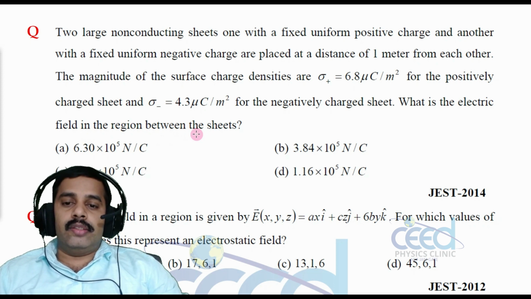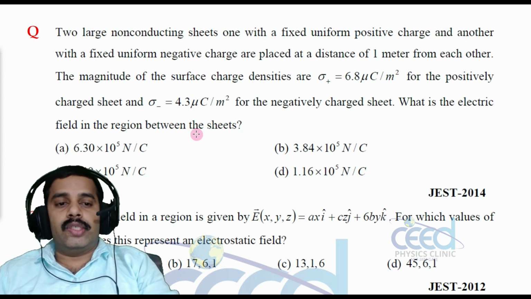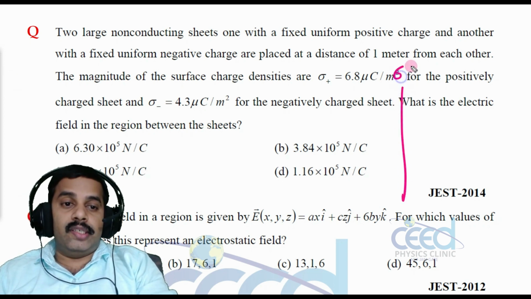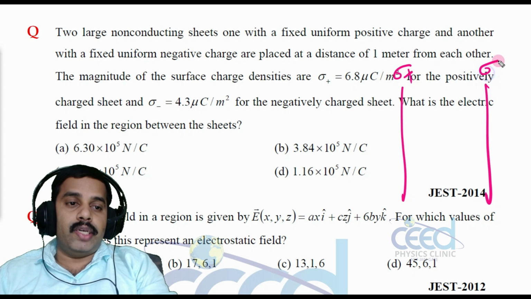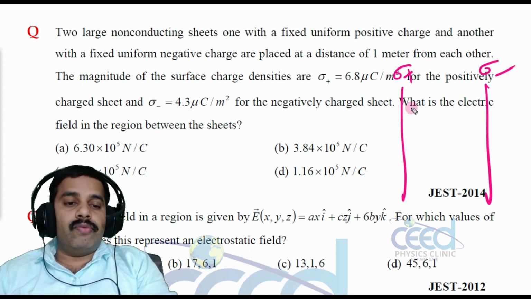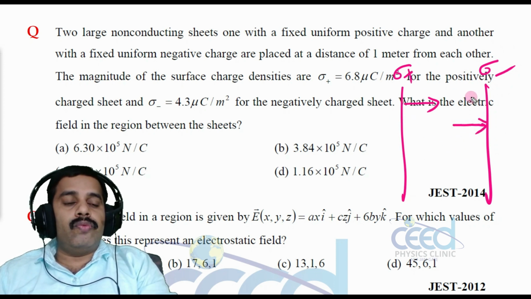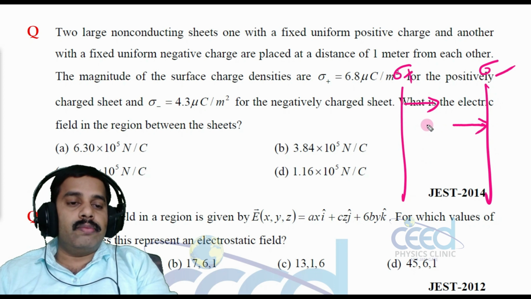Right, so this is a direct question. Suppose you have a sheet here with sigma plus and here with sigma minus. Now in between the sheets, what is the direction of the field? In between the sheets, the field is moving away for the positive charge, and for sigma minus, the field is moving towards it. So the field of either sheet is in the same direction, right? So what is the net electric field?